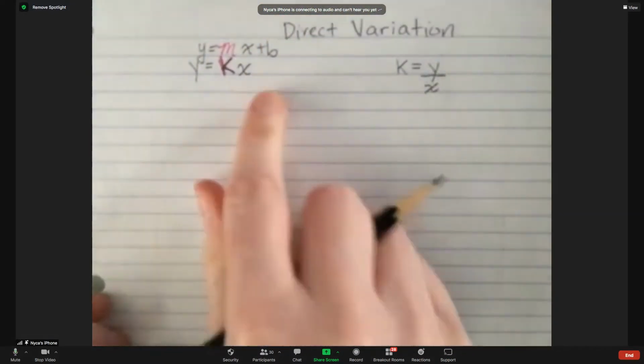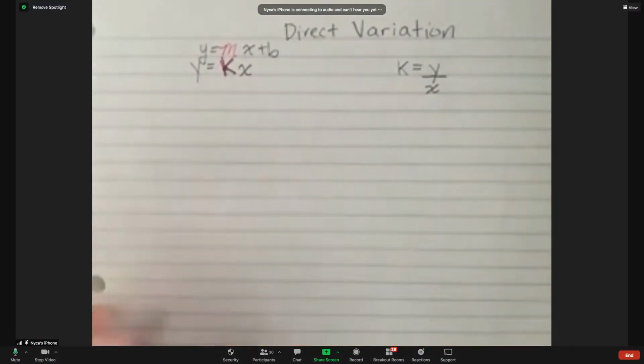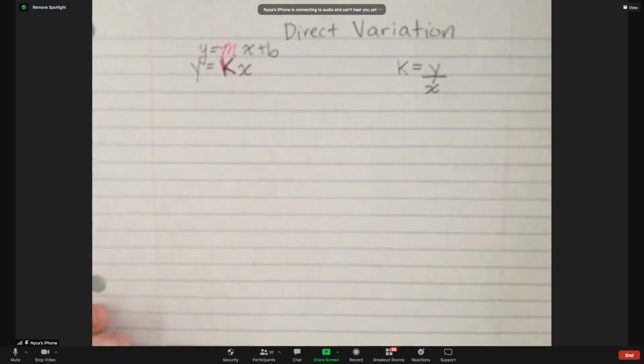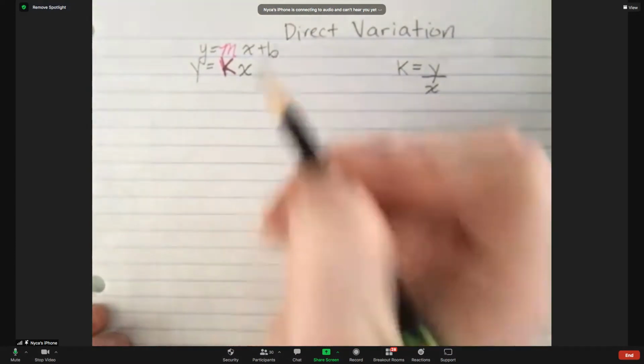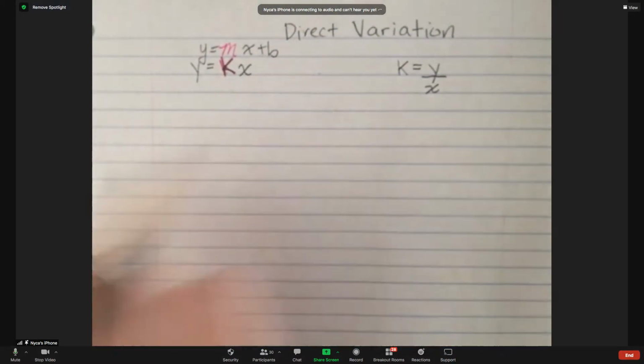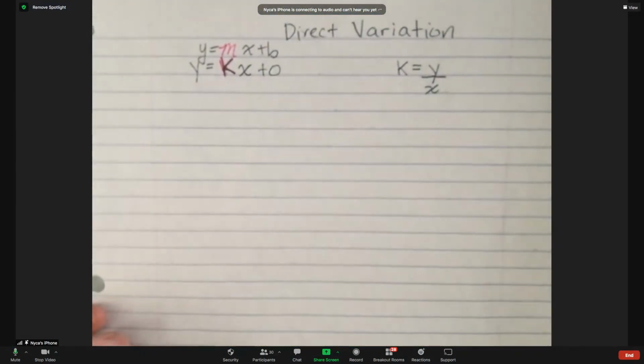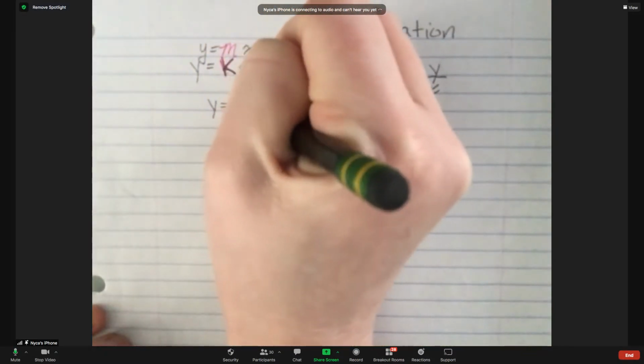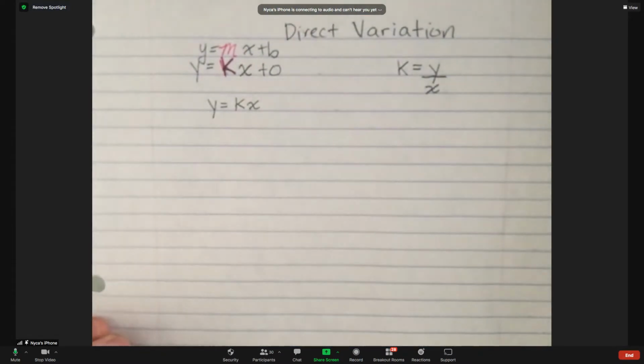And when you're talking direct variation, notice that there is no b, because the y-intercept is at 0. So if the y-intercept is at 0, then that's why it gets eliminated. Because do we need to write plus 0? No. But does it mean the same thing? Yes. So understand that really it's looking at the same kind of thing.